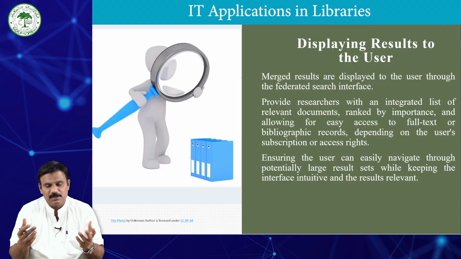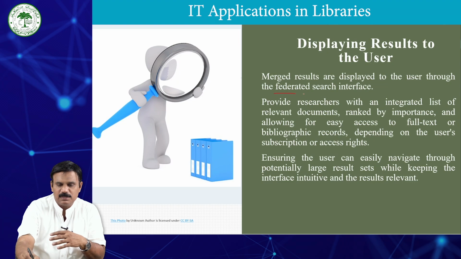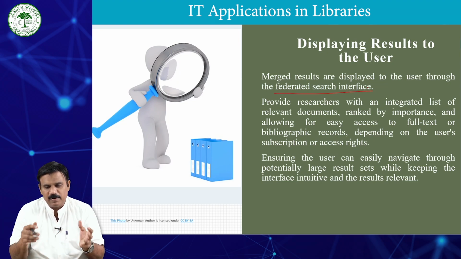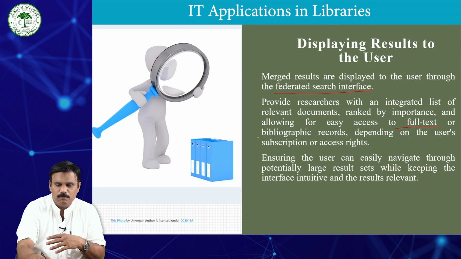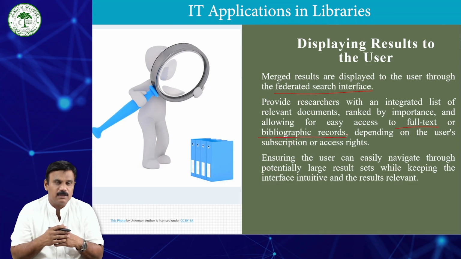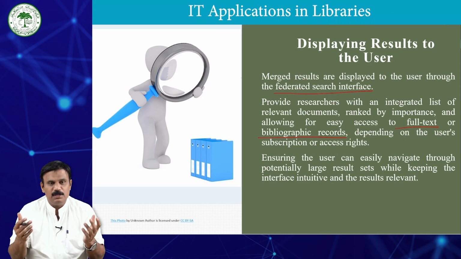The next is displaying the results to the users. Here the merged results are displayed to the users through the federated search interface. It provides researchers with an integrated list of relevant documents ranked by importance, allowing easy access to full text or bibliographical records, depending on the content available in the databases. It ensures the user can easily navigate the potentially large result set, keeping the interface intuitive and the results relevant.